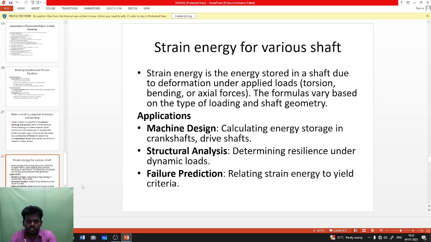Strain energy for various shafts. Strain energy is the energy stored in the shaft due to deformation under various loads: torsion, bending or axial forces. The formulas vary based on the types of loading and shaft geometry. The applications are machine design, calculating energy storage in crankshafts and drive shafts, structural analysis determining resilience under dynamic load, and failure prediction relating strain energy to yield criteria.